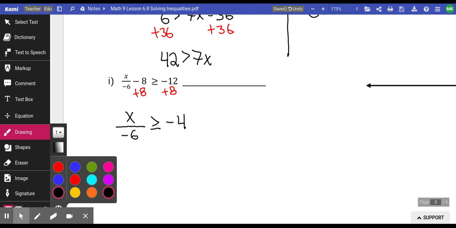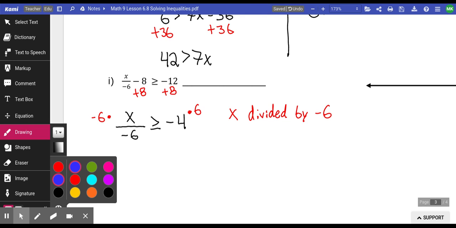Now, we have this fraction on the left-hand side. Fractions mean divide. Right? This is the same thing as saying x divided by negative 6. And the opposite operation to dividing is multiplying. So I need to multiply both sides by negative 6. We do multiplication with a dot. And what I do to one side, I do to the other.